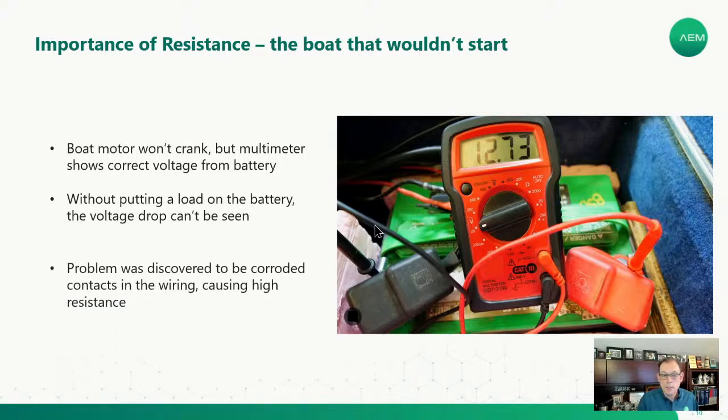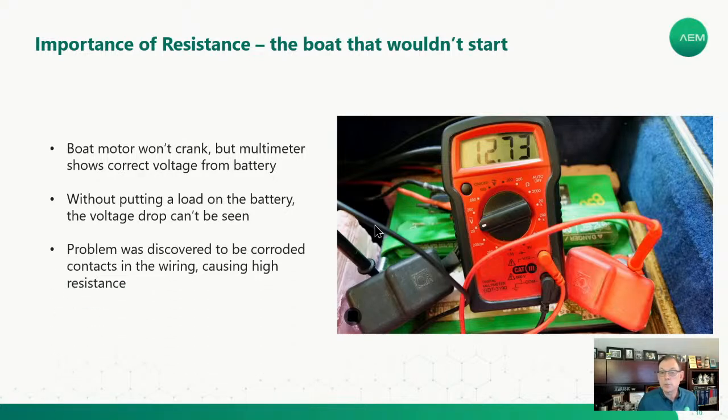So in this case, they basically measured the resistance of the wiring. They disconnected from the battery, measured the resistance of the wiring, and discovered that the resistance was really, really high on the wiring going from the battery to the starter motor. Tracing the wire out, they discovered corroded contacts in the wiring. There was a splice somewhere that had gotten corroded. And as soon as you get corrosion, it's going to start increasing your resistance. And that's why resistance is important.